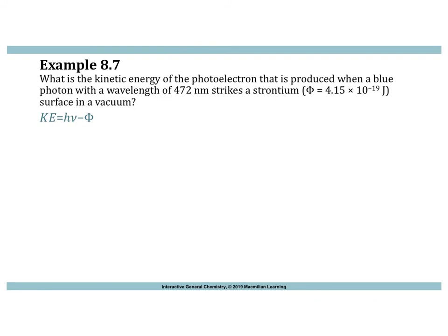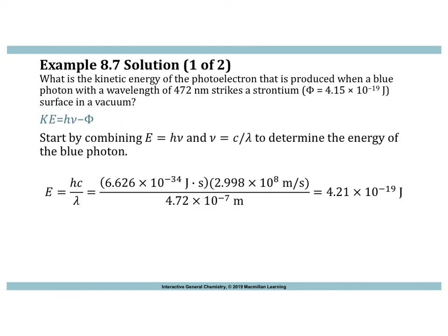We're asked to calculate the kinetic energy of an electron that is ejected when one blue photon with a wavelength of 472 nanometers strikes a strontium metal surface in a vacuum. To make this work, we need to decide how to apply the equations we've learned so far. We know we need the kinetic energy equation, but how do we go from wavelength to frequency? Since we need h times nu to plug into our kinetic energy equation, we can use the relationship E equals h times nu to get the value we need. We can also incorporate nu equals c over lambda to knock this out in one big calculation step.